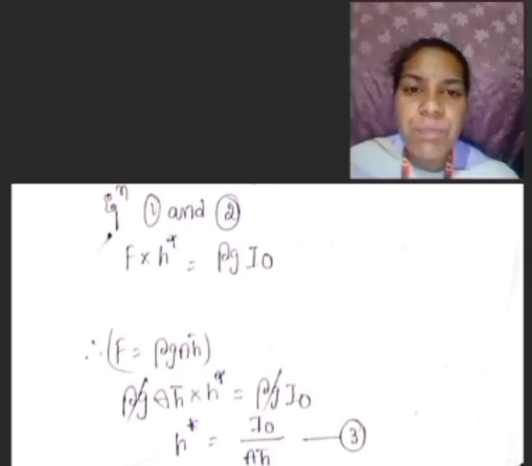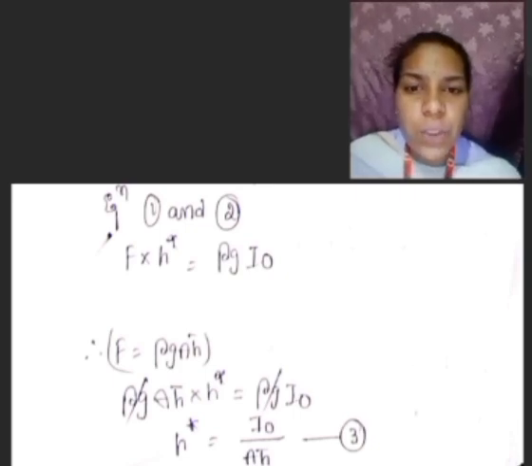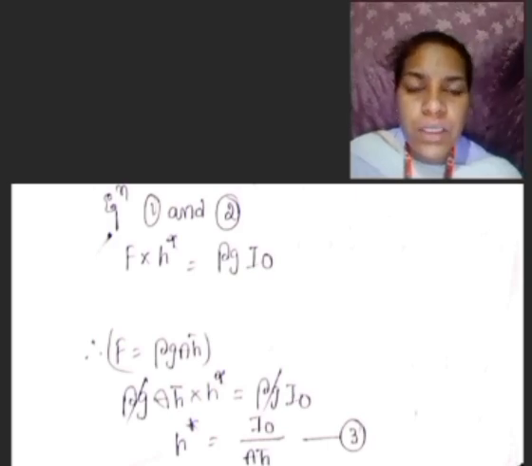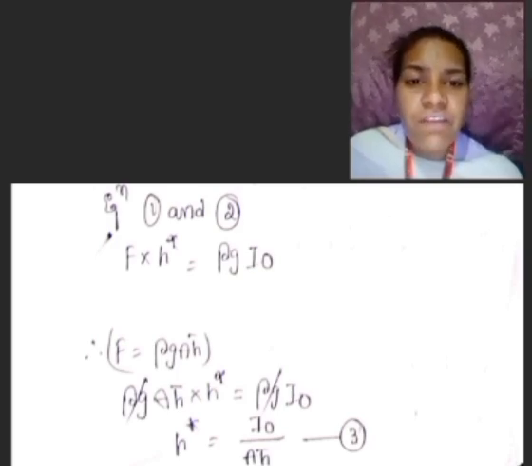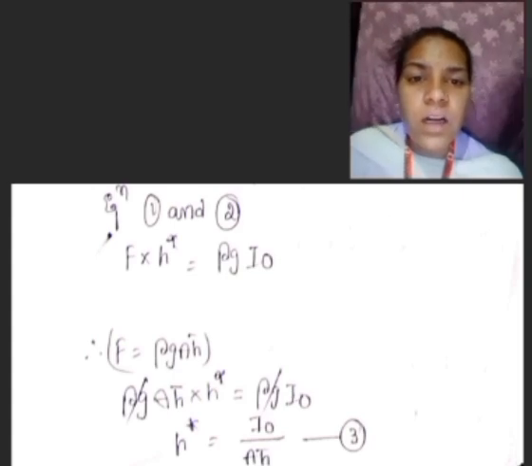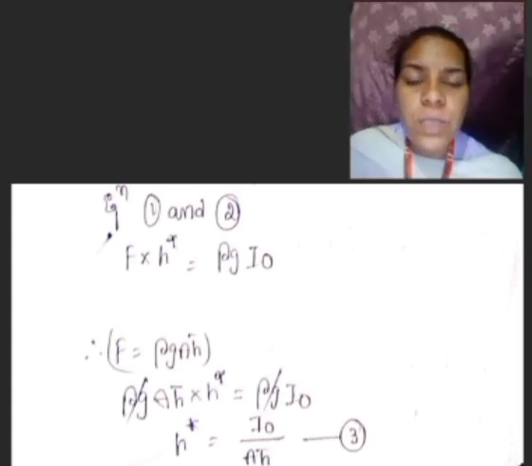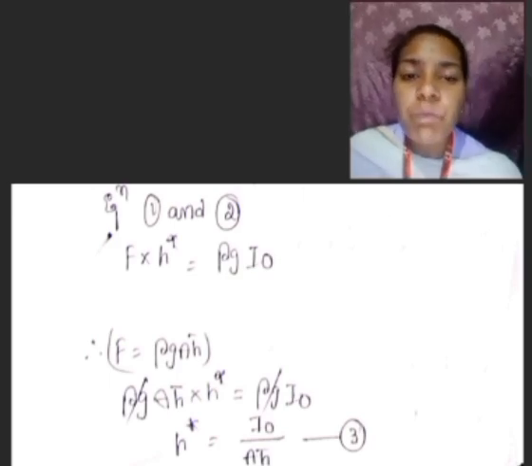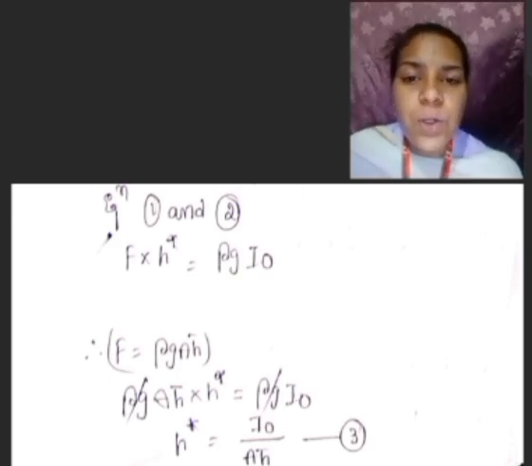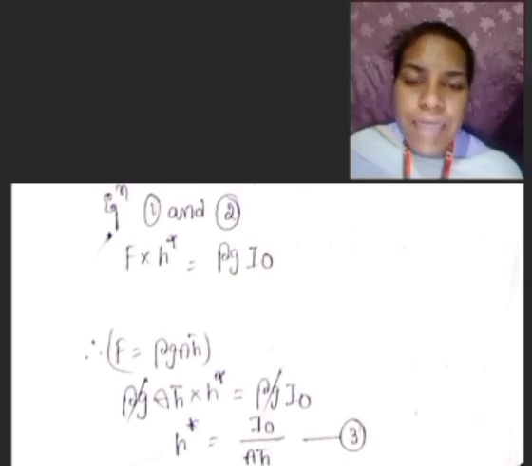Equating 1 and 2. Equation 1 is F into h star and equation 2 is rho z I naught. We have to equate equation 1 and equation 2. Finally, we got the final answer: F into h star is equal to rho z I naught. We know F is equal to rho z a h dash.